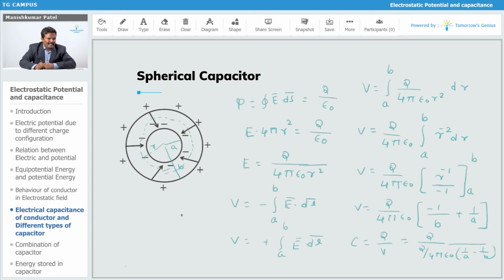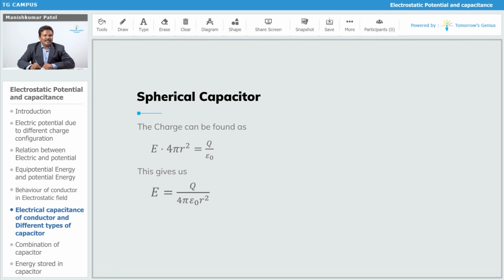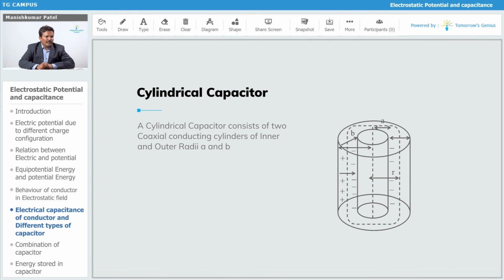So the capacitance you can write as 4 pi epsilon naught divided by 1 upon A minus 1 upon B. This is the value for the spherical capacitor. We went through that procedure where we got the value of E, which is Q upon 4 pi epsilon naught R square, and then finally we got the expression for the capacitance of the spherical one.